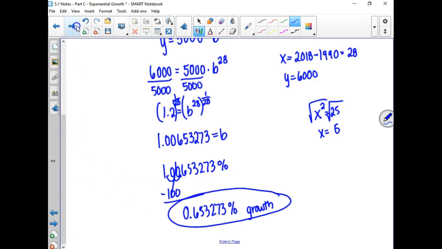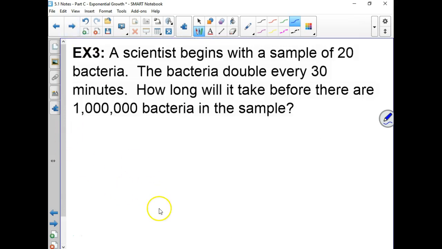Okay, let's do some more problems. Alright, so in this case, a scientist begins with a sample of 20 bacteria. The bacteria double every 30 minutes. How long will it take before there are 1 million bacteria in the sample?